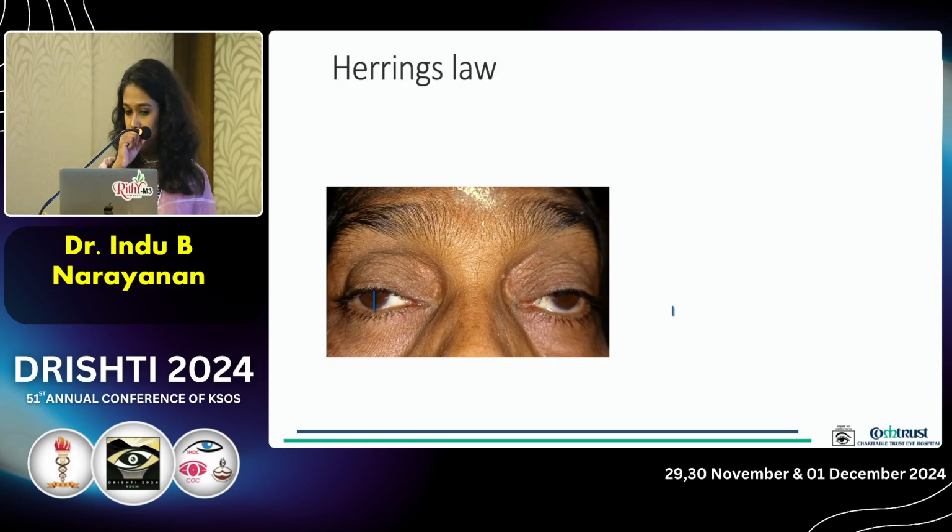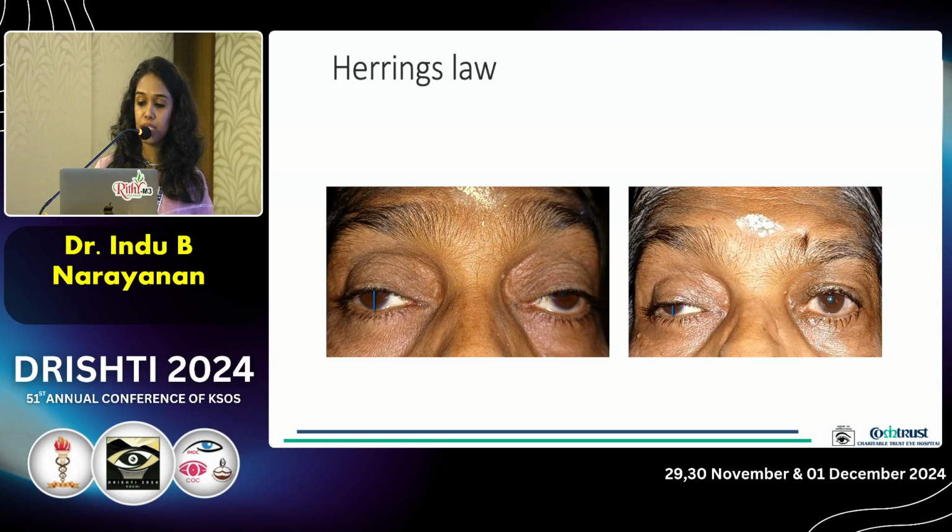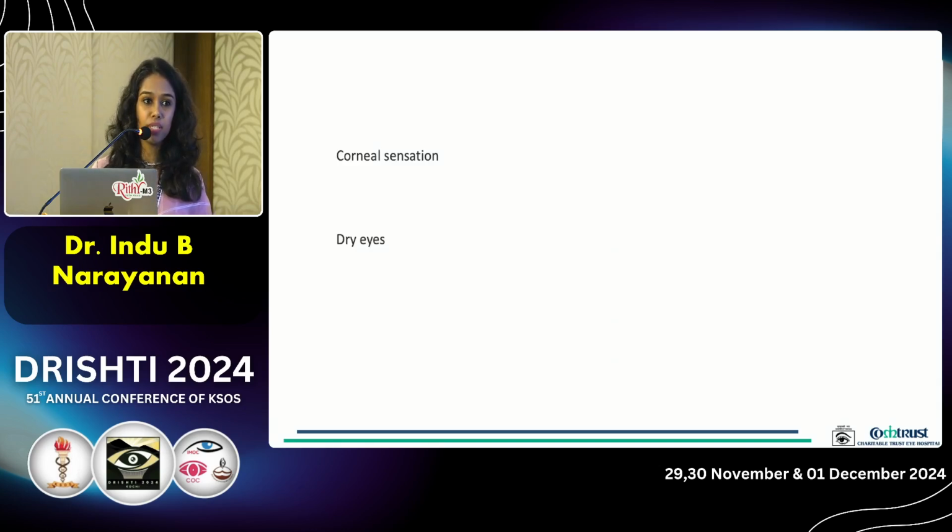Now, Hering's law. So this was a CPEO patient. She had her left eye surgery done, a frontalis sling was done, and it was a bit undercorrected. And you can see that there is an increase in the ptosis in the right eye. She was counseled prior because she had ptosis, and so this is due to the negation of the action of the frontalis in the other eye due to Hering's law. So always counsel the patient accordingly. Always check the corneal sensation and dry eyes so that you can counsel the patient about the chances of exposure keratopathy.